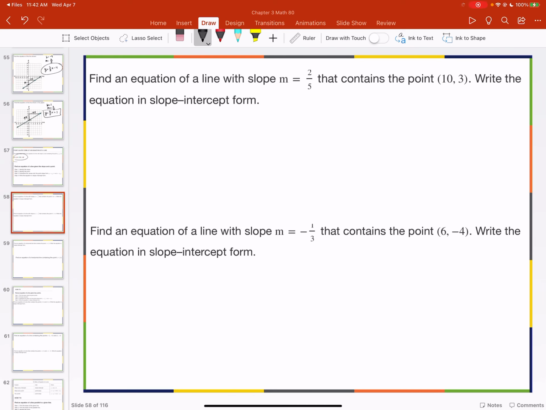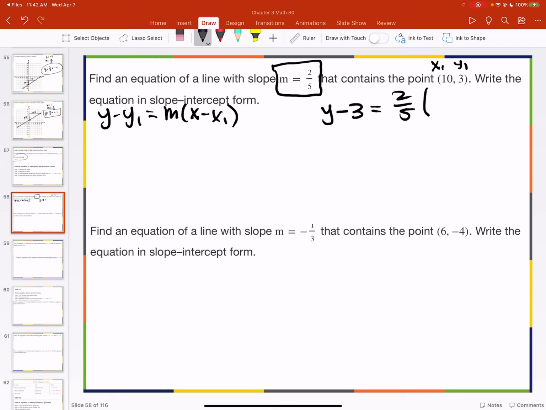Okay, point slope formula is y minus y1 is equal to m times x minus x1. Okay, so we just need to identify stuff. So here's my m. Okay, fine. And it contains this point x1, y1. So all we have to do is plug stuff in, okay? So y minus 3 is equal to 2/5 times the quantity x minus 10. Now it wants the equation in slope-intercept form. And what is that? y equals mx plus b. Okay, so let's go ahead and distribute this.